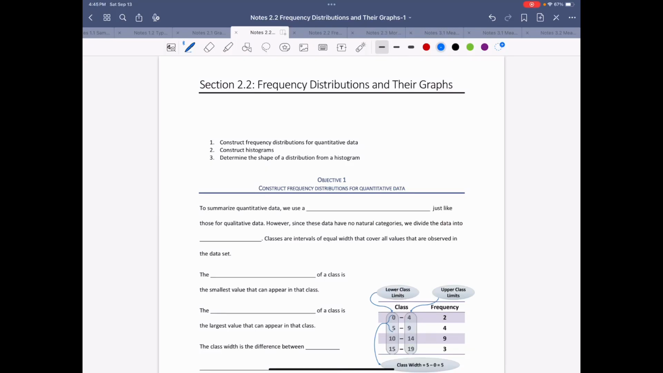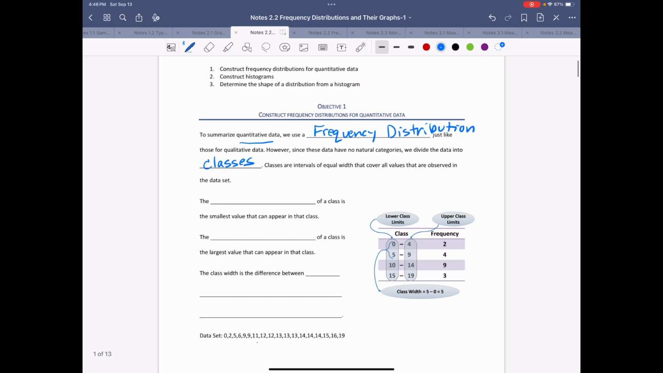What we're going to talk about today on this lesson are frequency distributions and their graphs. To summarize quantitative data, we use what's called a frequency distribution, just like those for qualitative data. However, since these data have no natural categories, we divide the data into what's called classes. Classes are intervals of equal width that cover all values that are observed in the data set.